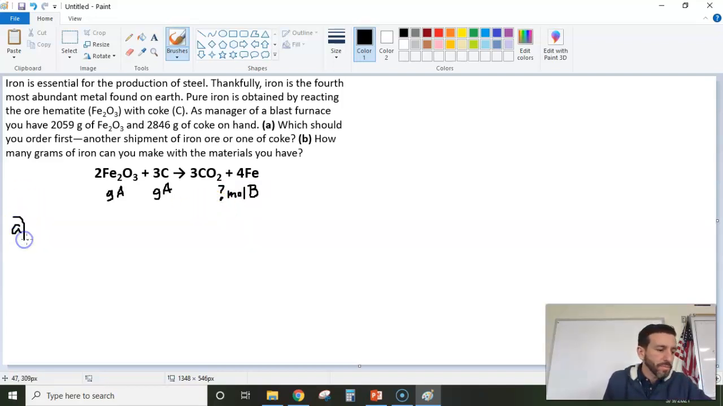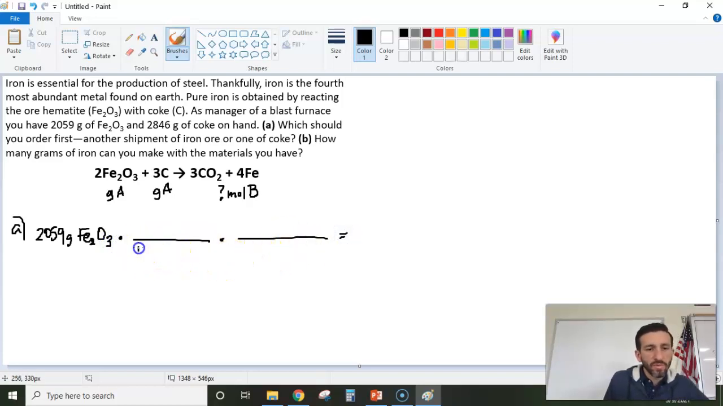So for number A, I am going to first start with my 2059 grams of iron(III) oxide, and I'm going to do 2 steps to convert it to moles of B. My first step is to use the molar mass of Fe2O3. And then the second step is to use the mole ratio from the equation.